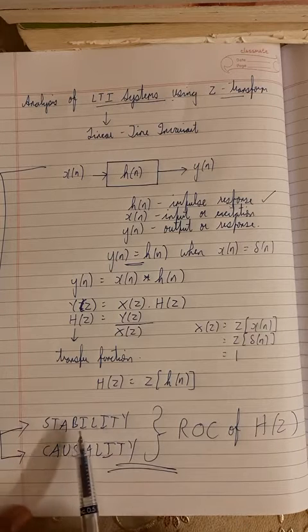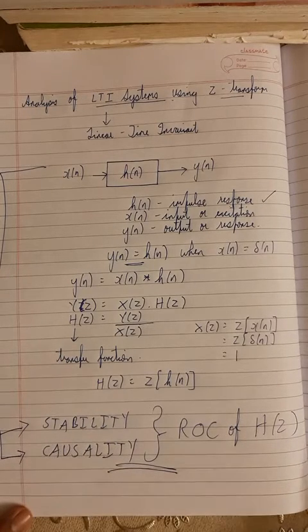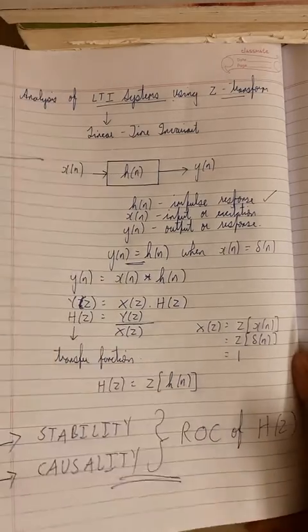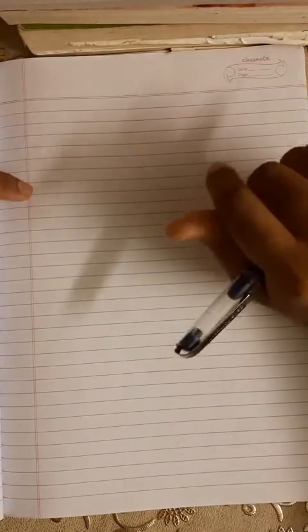So we all know the meaning of stability. We all know the meaning of stable and unstable system, right? What is the meaning of a stable system? A stable system means that if we add all the values of the impulse response, that value should not be infinity, or we should get a positive finite value. We should get a finite value.